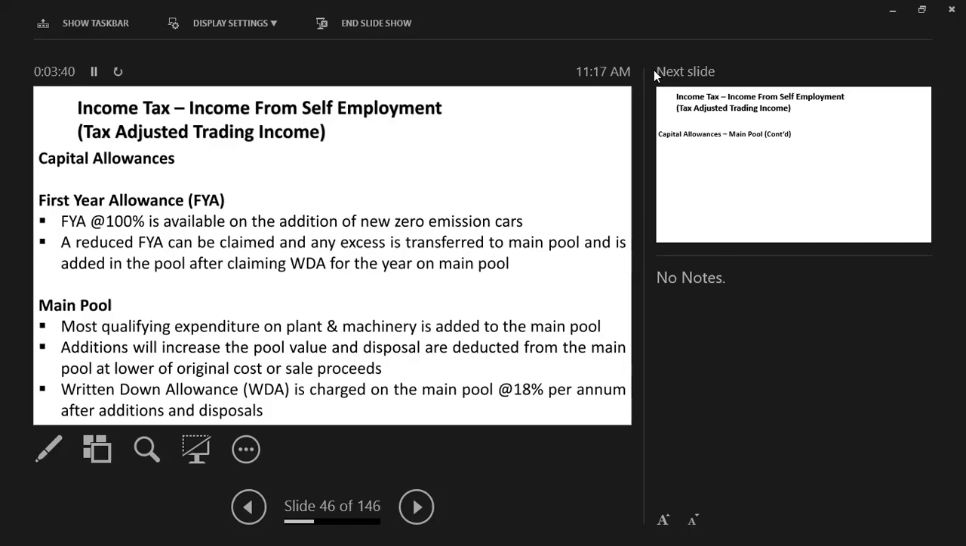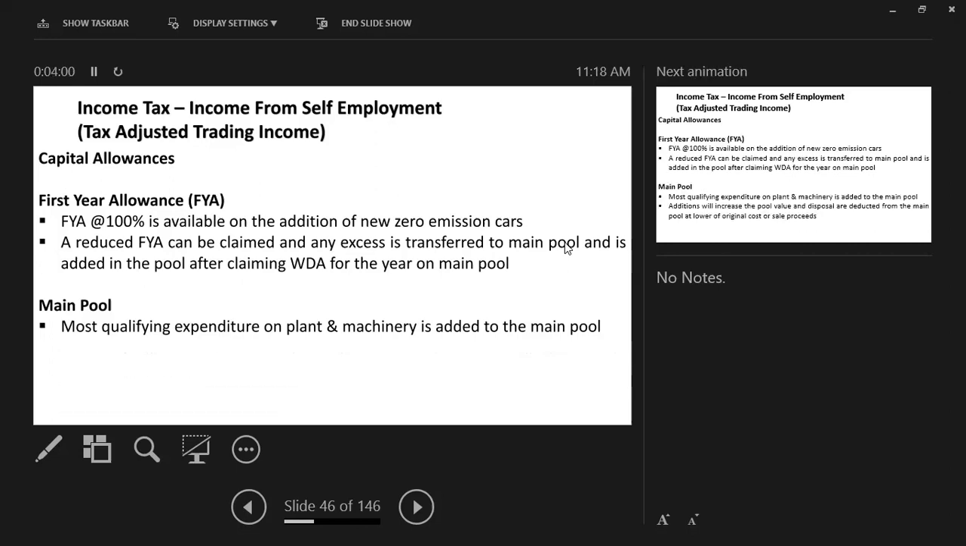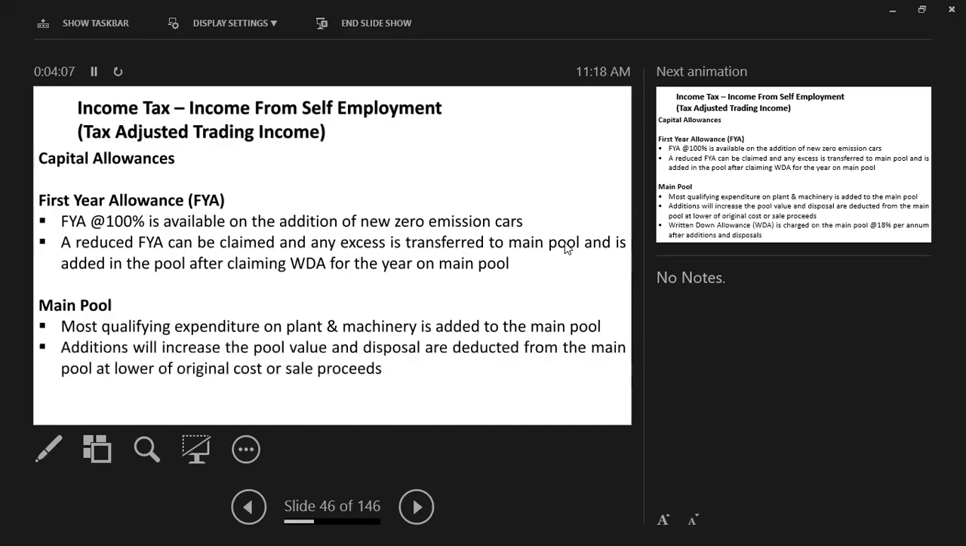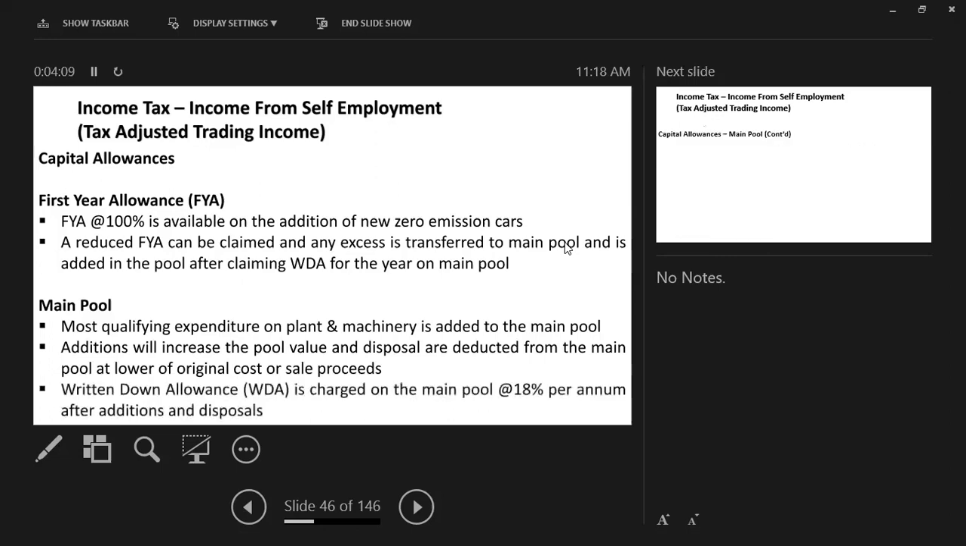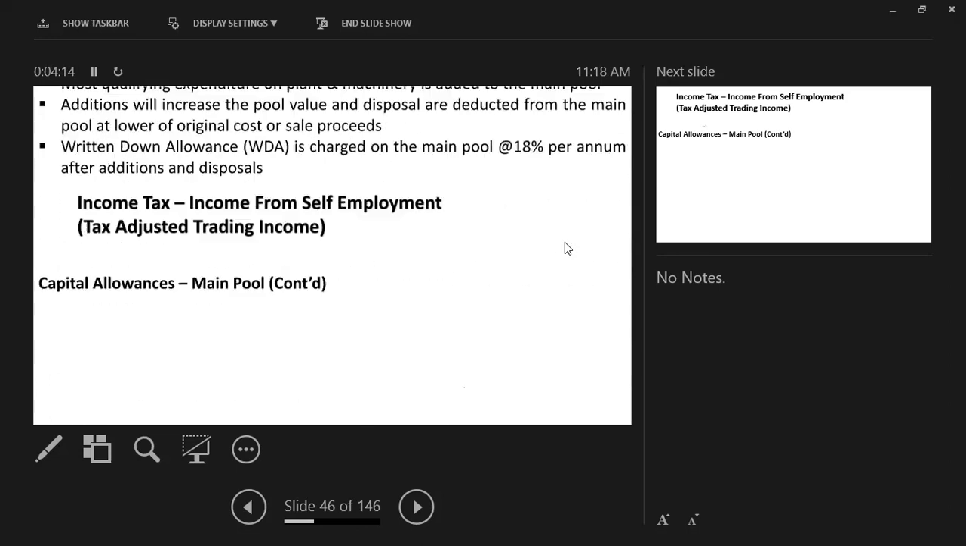But generally, let me tell you, in the main pool, normally we'll study that as well. In the main pool, there are some cars and some plant and machinery included. So we discussed these points in the main pool. This was the point last time studied. Most qualifying expenditure on plant and machinery is added to the main pool. Then additions will increase the pool, deduction will reduce the pool, and we will charge 18% written down allowance on the value of the pool.